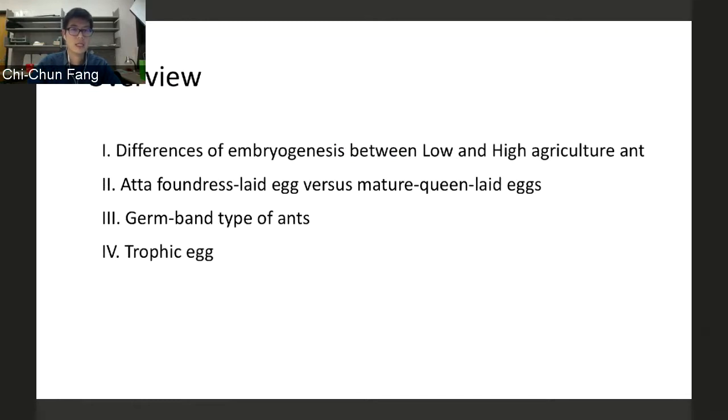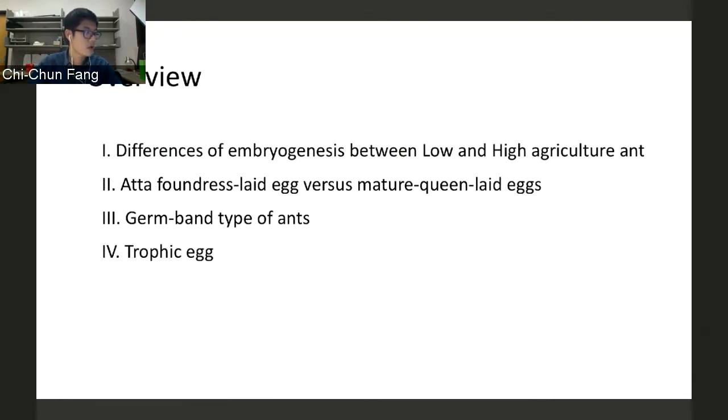That's the first part. And the second, I want to compare 2 types of eggs. One is laid by the foundress, one is laid by the mature queen. Foundress means the new daughter queen just flew out from the nest, had the mating flight and starts to build her own kingdom, her own colony. Okay, the fresh queen, like the one you saw from the Pixar movie, A Bug's Life. That's the foundress. That's the virgin queen.